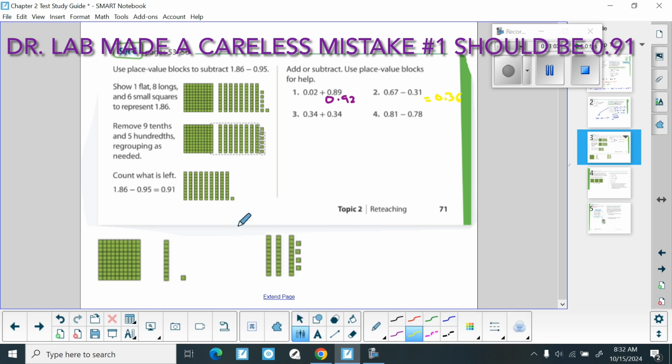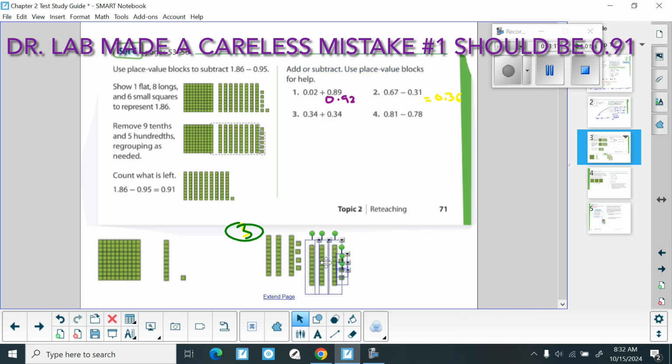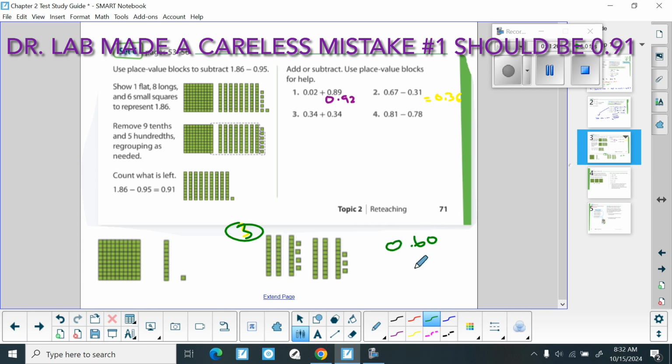I should say that I'm still working in green. I'm working on number 3 now. So 34 hundredths plus another 34 hundredths would be to just clone this, so double it. All right. So what does that give me? It gives me 1, 2, 3, 4, 5, 6 tenths. So 0.60, 60 hundredths. And 1, 2, 3, 4, 5, 6, 7. Ooh, I forgot to copy one more. So I'm going to kind of draw that in. There you go. 60 plus 8 hundredths is 68 hundredths, 0.68.